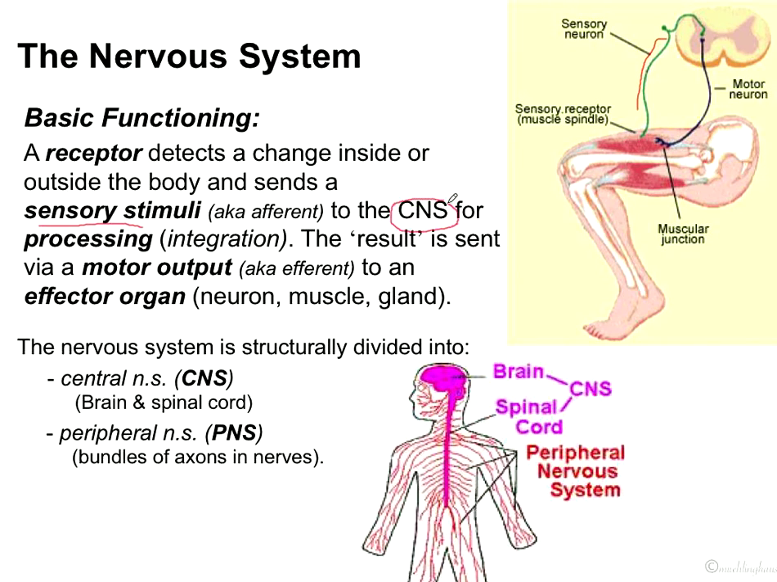That's the central nervous system. And there we're going to process that situation. We're going to look at what's up with what came in, and at the end, the brain or the spinal cord will have a result, and that result is sent via a motor nerve into an effector organ. Here, that's a muscle, and that muscle will contract. It's always a neuron, a muscle, or a gland.